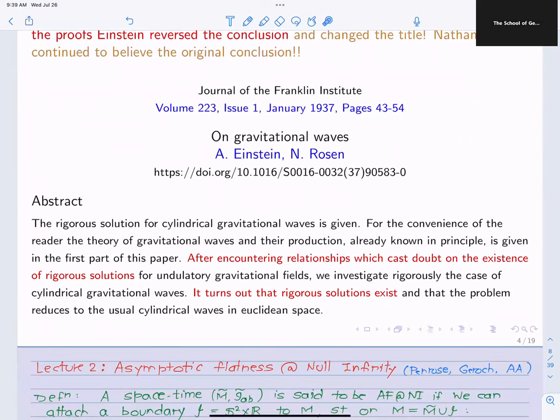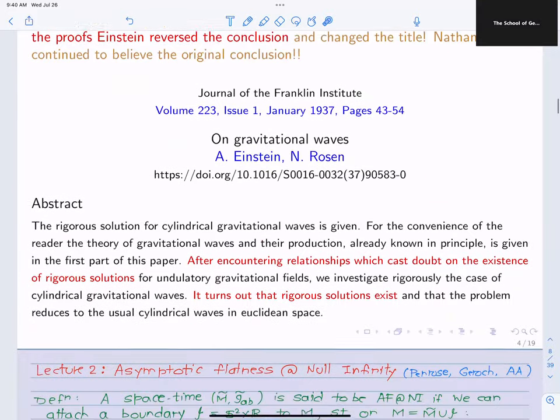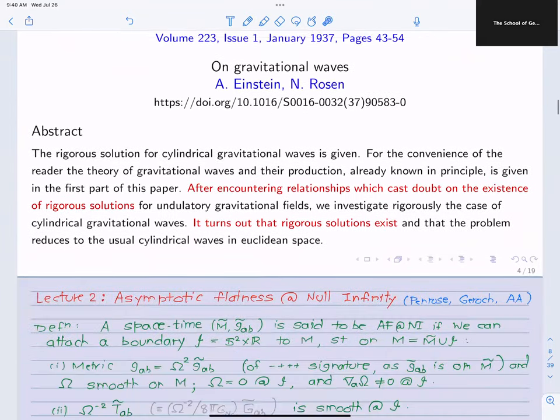For convenience of the reader, the theory of gravitational waves and their production, already known in principle, is given in the first part of this paper. After encountering relationships which cast doubt on the existence of rigorous solutions, these are the coordinate singularities, for undulatory gravitational fields, we investigate rigorously the case of cylindrical gravitational waves. It turns out that rigorous solutions exist and that the problem reduces to the usual cylindrical waves in Euclidean space. It's a very beautiful paper, but conceptually Einstein himself made a mistake, and that really propagated for a very long time in the whole literature.